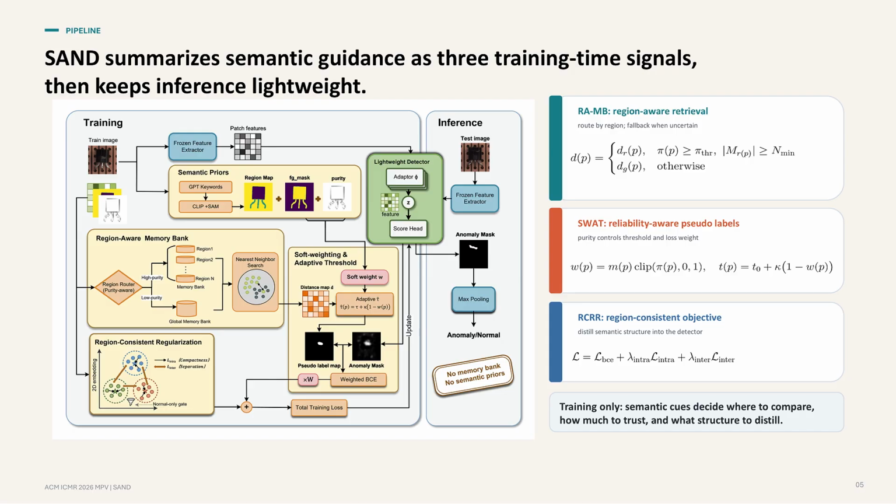Third, RCRR changes what structure is distilled into the detector. During training, region queues encourage features from the same region to be compact, while different region prototypes are separated. A normal-only gate reduces the risk of pulling true anomalies back into normal prototypes. This is why SAND can use semantic priors during training, but remove them during inference. The detector absorbs region-consistent structure during training, without requiring semantic priors or memory retrieval at test time.